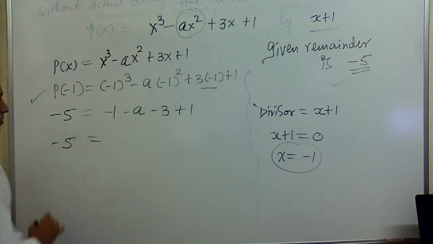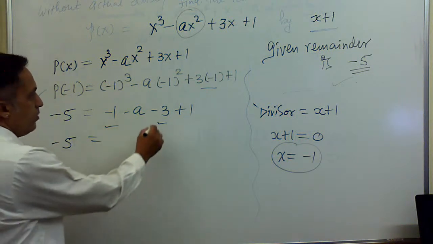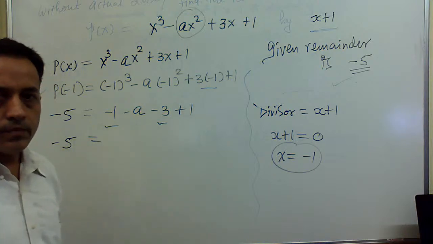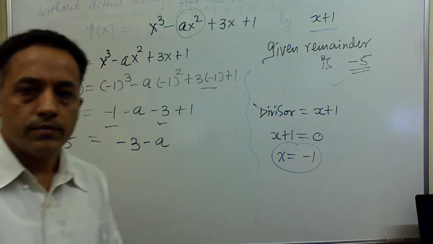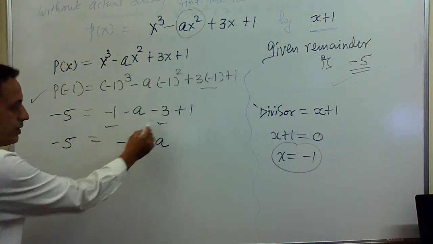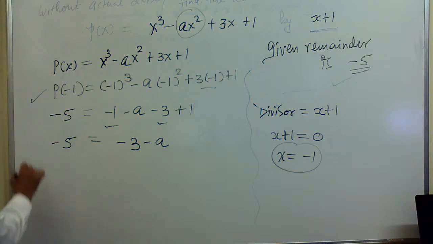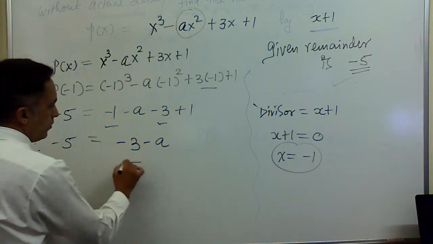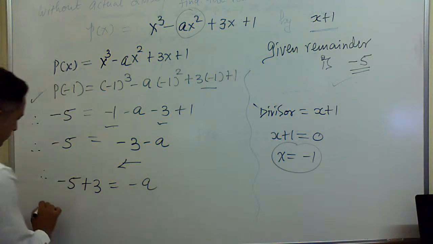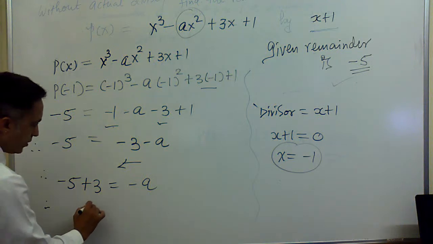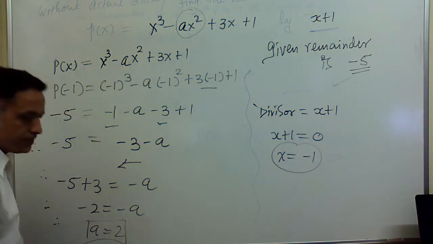Now, minus 1 minus 3 is minus 4, and minus 4 plus 1 is minus 3. So we have minus 3 minus a is equal to minus 5. Now if I substitute this value, I will have minus 5 plus 3, that is minus 2, is equal to minus a. Hence, a is equal to 2.